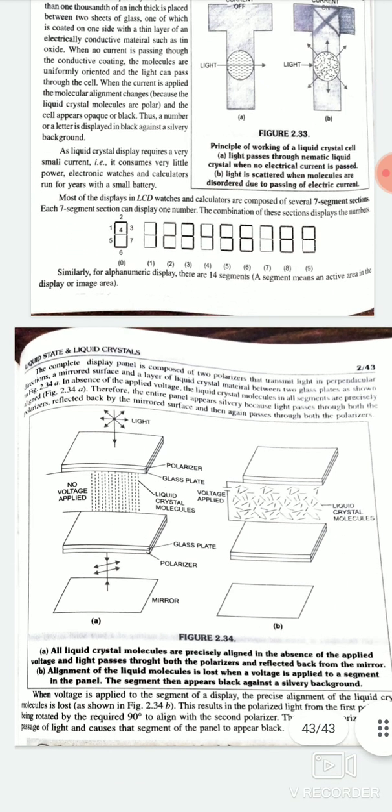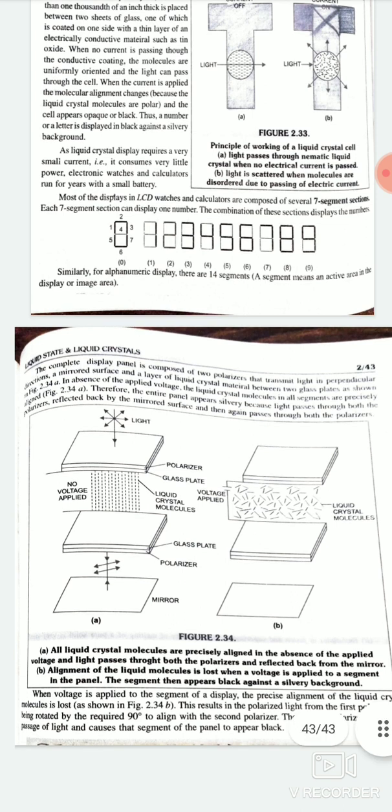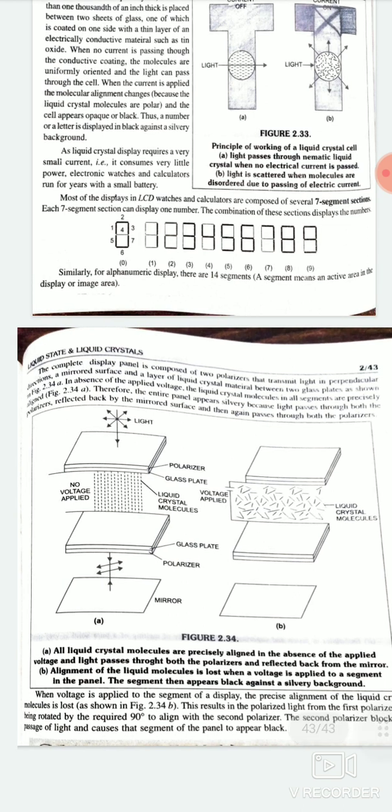The complete display panel is composed of two polarizers that transmit light in perpendicular directions, a mirrored surface, and a layer of liquid crystal material between two glass plates, as shown. In the absence of an applied voltage, the liquid crystal molecules in all segments are precisely aligned. Therefore, the entire panel appears silvery because light passes through both the polarizers, is reflected back by the mirrored surface, and then again passes through both the polarizers.